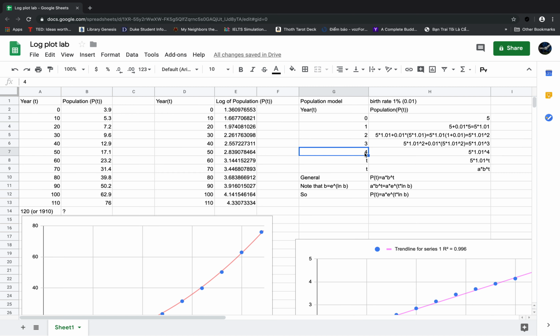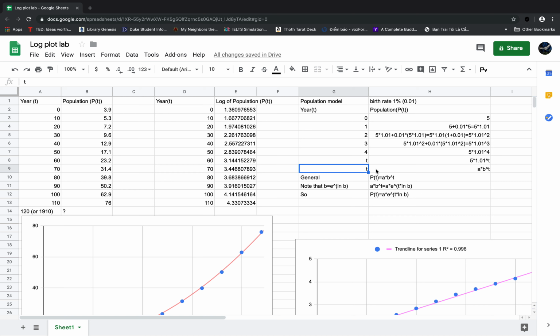And we can do the same for the fourth year. So after the fourth year, we'll have 5 multiplied by 1.01 to the fourth million. In general, we can generalize it. After t years, we will have 5 multiplied by 1.01 to the t. And it is an exponential function. So let me explain why it is an exponential, right? Because by exponential we mean e to the something. Why here do we have 1.01?